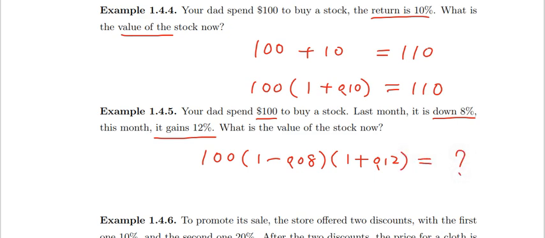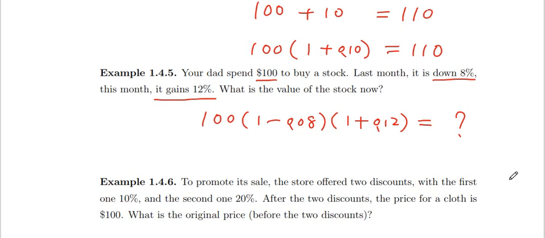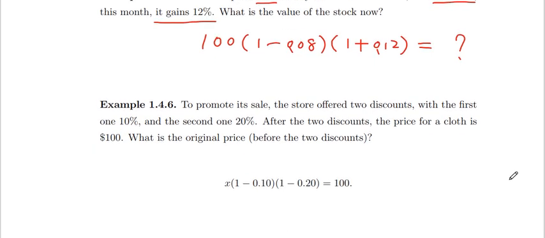So use this calculation. This is the value now. Go down, 1 minus; go up, 1 plus. Just remember to use this: go down, 1 minus; go up, 1 plus.